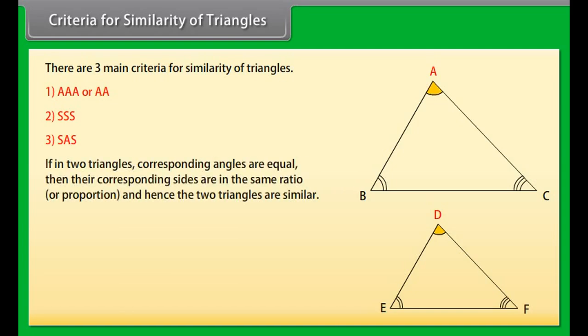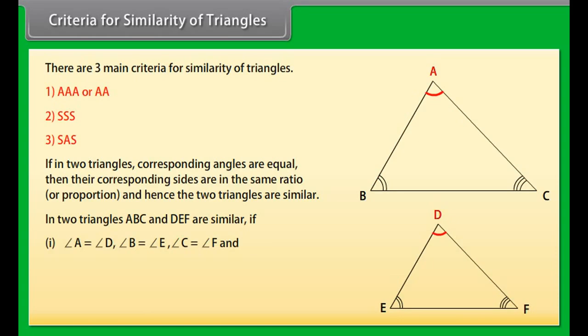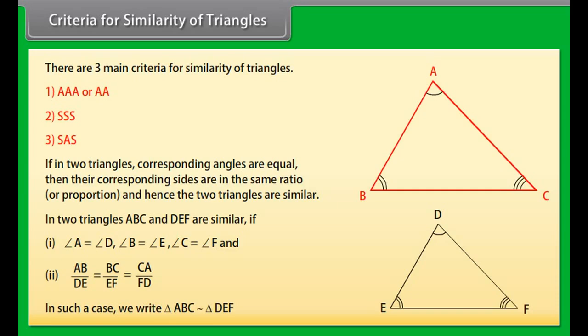If in two triangles the corresponding angles are equal, then their corresponding sides are proportional, that is, in the same ratio, and hence the triangles are similar. Two triangles ABC and DEF are similar if 1. Angle A is equal to angle D, angle B is equal to angle E, angle C is equal to angle F, and 2. AB upon DE equals BC upon EF, which equals CA upon FD. In such a case, we write triangle ABC is similar to triangle DEF.